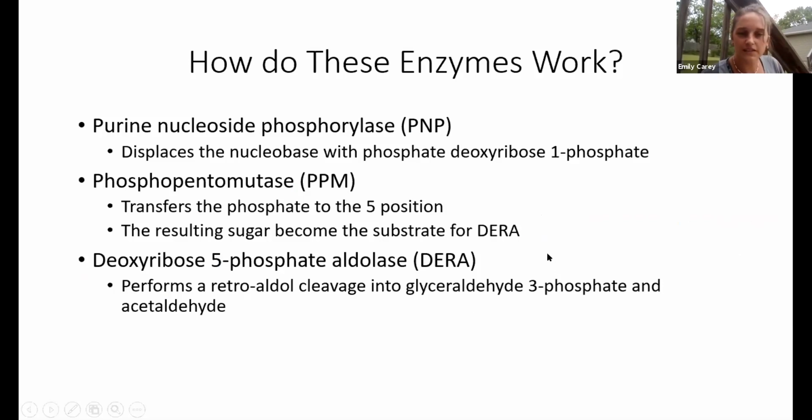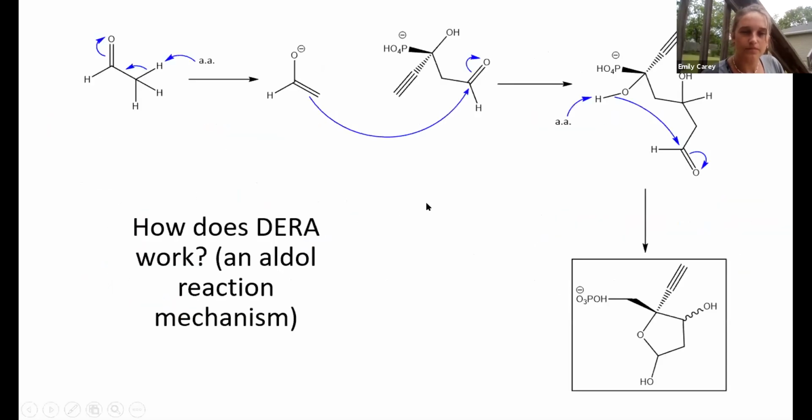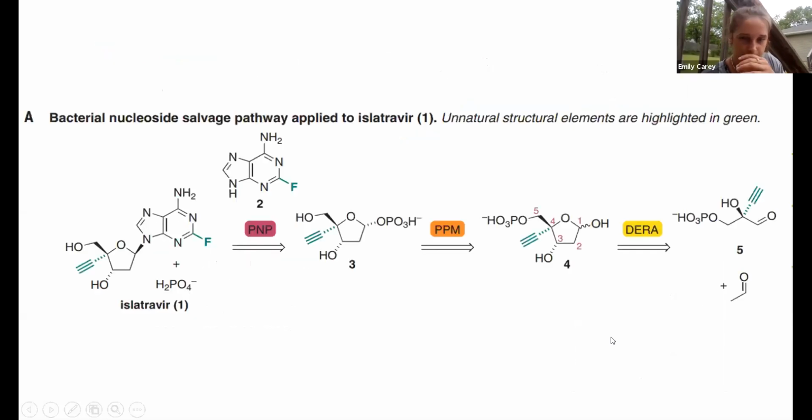So the mechanism for the DERA reaction looks like this. Some amino acid is going to take a hydrogen from the methyl group on this acetaldehyde, and perform an aldol reaction here, binding these electrons to this carbonyl. And then an intramolecular reaction is going to occur to make this a ring. So we see this here, and this is what we see here. So that's what the DERA does to form that ring.